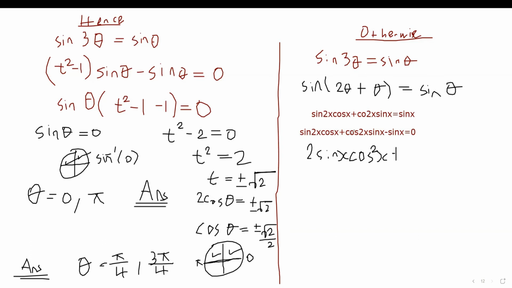Then you have plus, you can replace this cos x now with either 2 cos square x minus 1 or 1 minus sine square. I'll use 2 cos square x minus 1. Then you multiply it by sine x. Then you minus sine x. You equate this to 0. Minus sine x equals 0. Then now you continue from there.